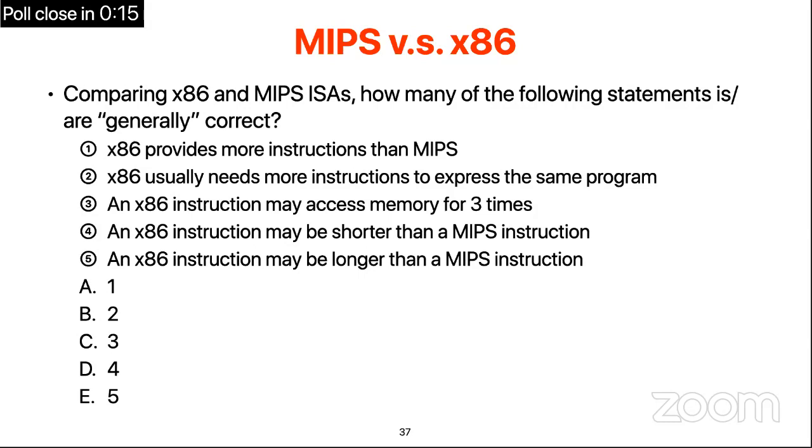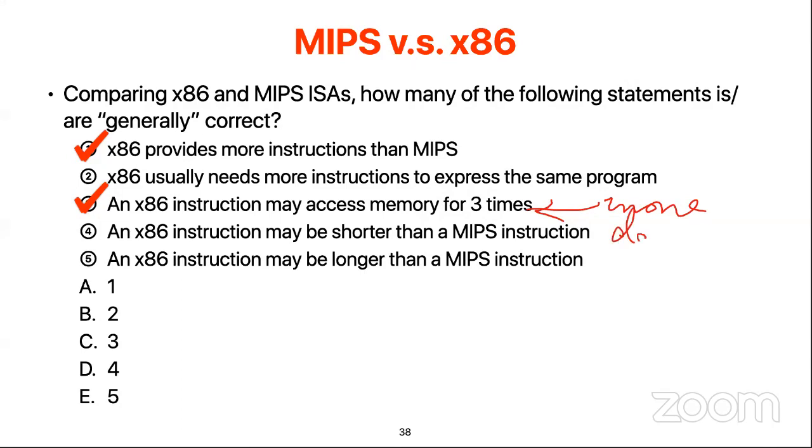Okay, so first of all, it provides more instructions than MIPS. That is true. It usually needs more instructions to express the same program. We just compiled sum.c. But an x86 instruction may access memory 3 times, and I want to have a clarification on this. The move instruction can only access data memory 2 times.